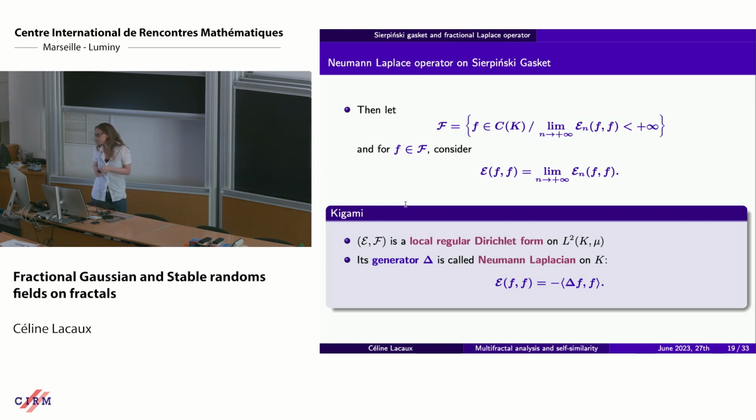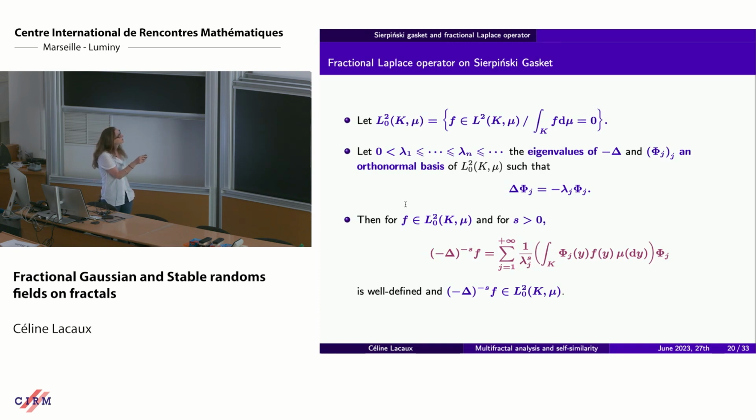To define the fractional Laplace operator, I will introduce an orthonormal basis of eigenfunctions of the Laplace operator. So I consider the square integrable functions with mean equal to 0, and then again you can have a look at Kigami's book. You will see that there exists a sequence of eigenvalues for minus delta. We take minus delta in order to have positive eigenvalues, and you can find an orthonormal basis. So phi_j is an eigenfunction for the eigenvalue lambda_j.